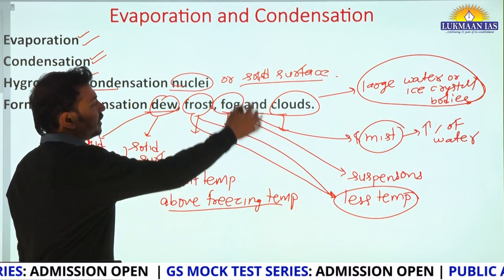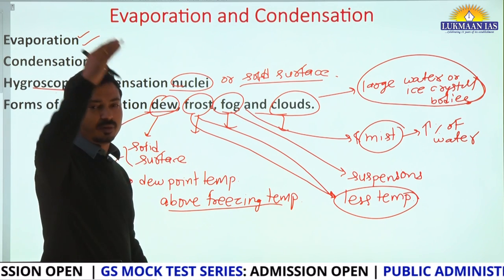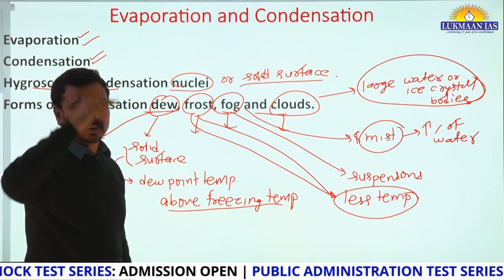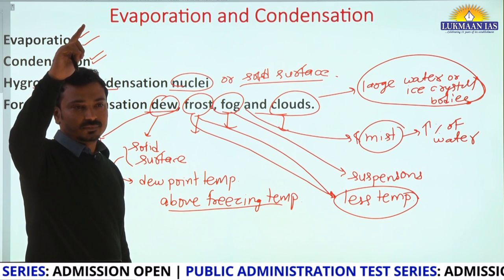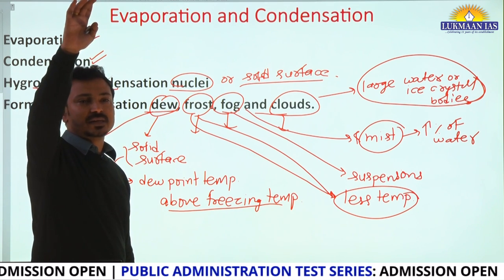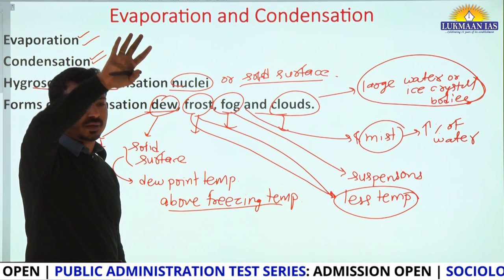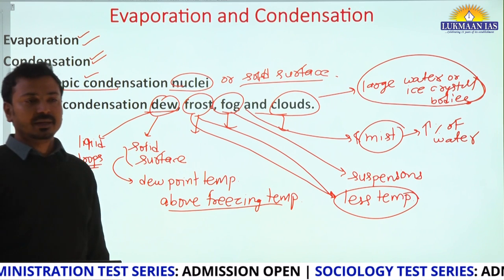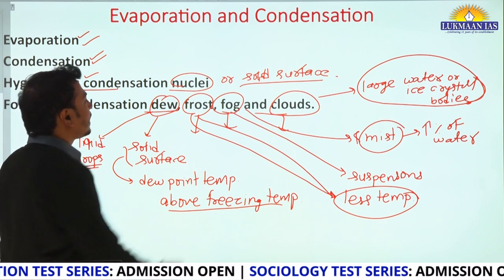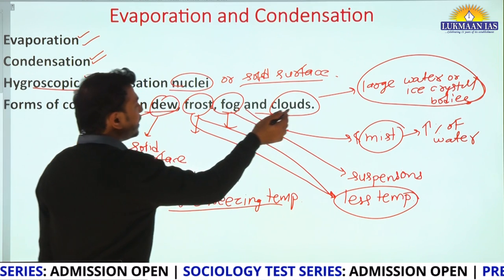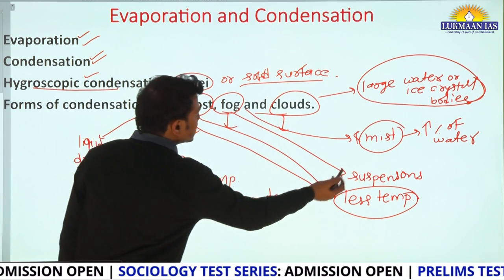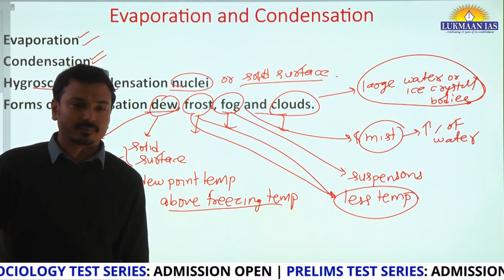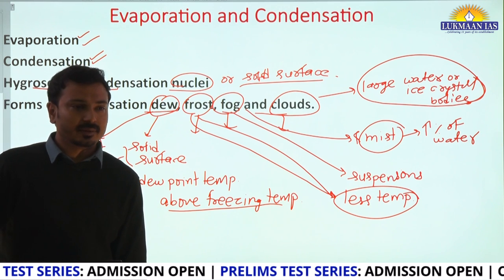So these are the different formations, and clouds are generally formed in the upper atmosphere away from the earth's surface because of convection. Convection happens, air goes up, cools down, and then cloud formation happens. The remaining are happening near the ground, and that's why clouds are prominent throughout the year, but dew, frost, fog and mist are formed during winter near the ground. All right.